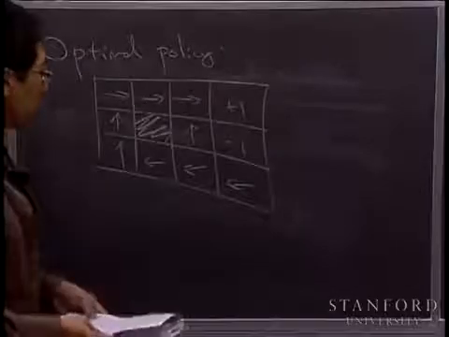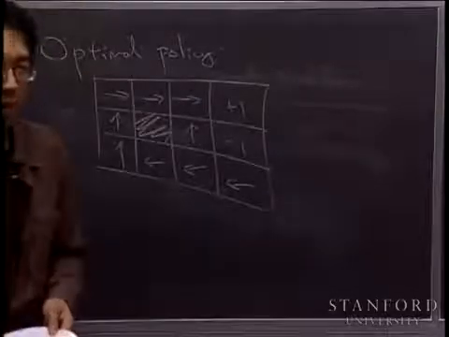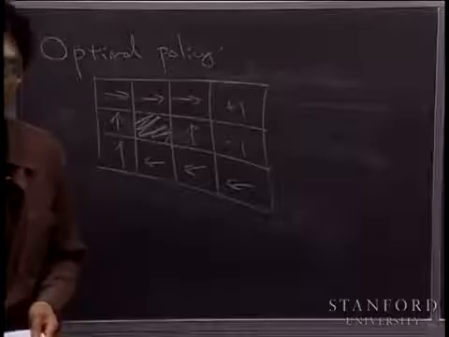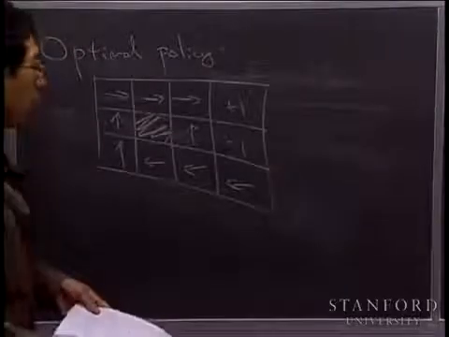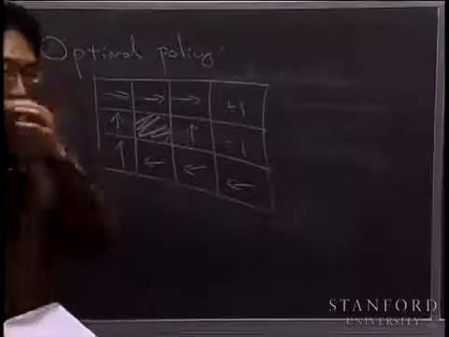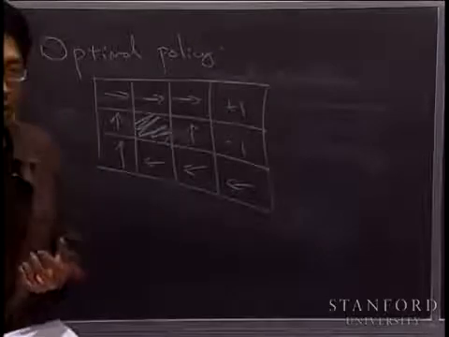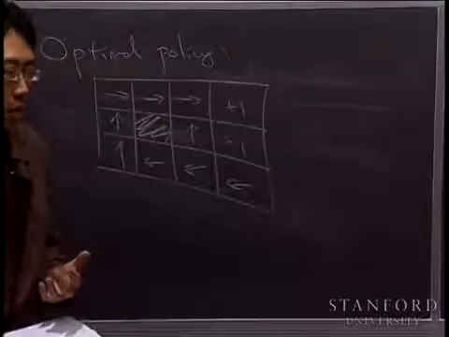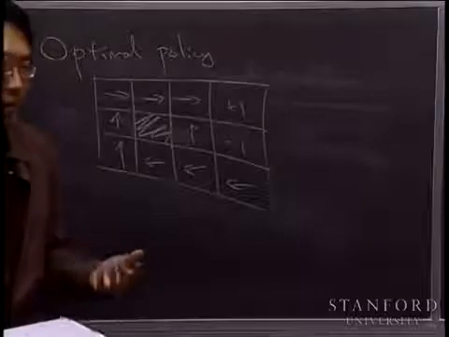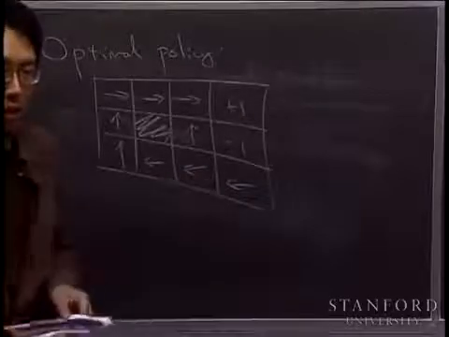Sometimes I use the term execute a policy to mean that I'm going to take actions according to a policy. So I say I'm going to execute the policy pi. That means that whenever I'm in some state S, I'm going to take the action that the policy pi outputs when given the current state.